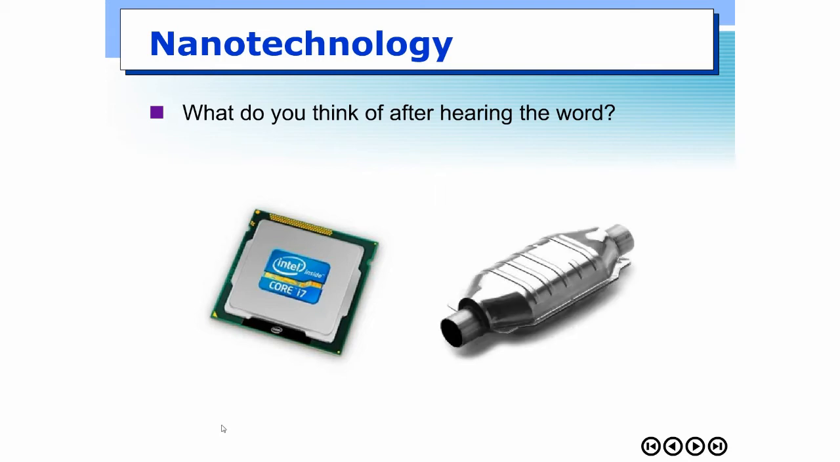For instance, this picture is the exhaust pipe of a car. This is what we call a catalytic converter. It converts exhaust gas that contains toxic gas like nitrogen oxide and neutralizes that nitrogen oxide into nitrogen. Inside, there are small particles of catalyst dispersed inside this catalytic converter. That's also considered nanotechnology as well.